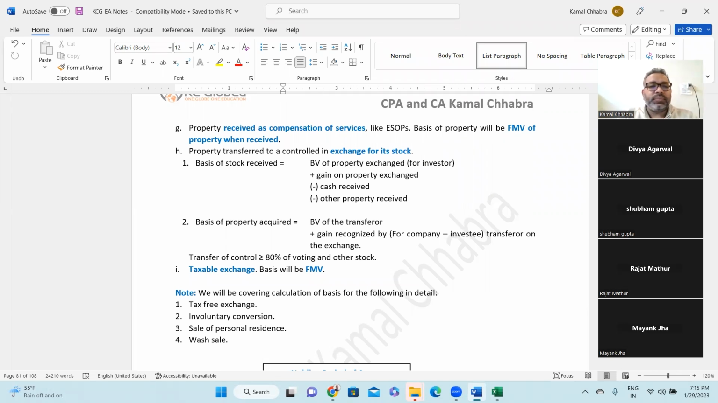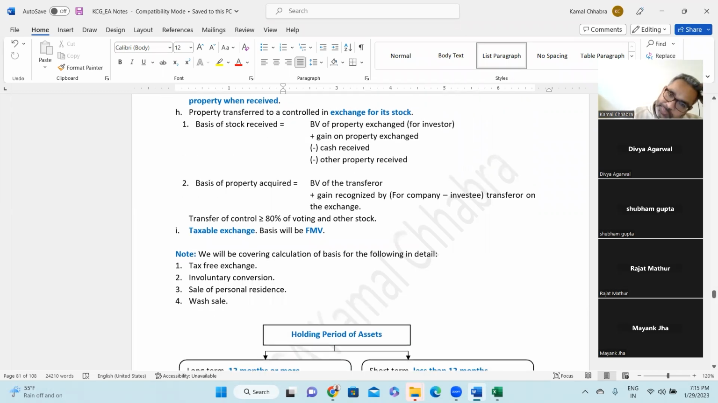H point is property transferred to a controlled corporation in exchange for its stock. So now you are transferring property to purchase the shares. Stock in US we call shares. So you are transferring the property to purchase the stock to gain the controlling interest. What is controlling interest? We are getting more than 50% of voting rights, right?